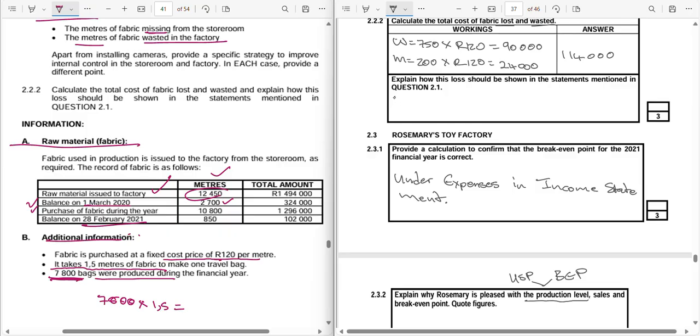So I will say under expenses in the income statement.